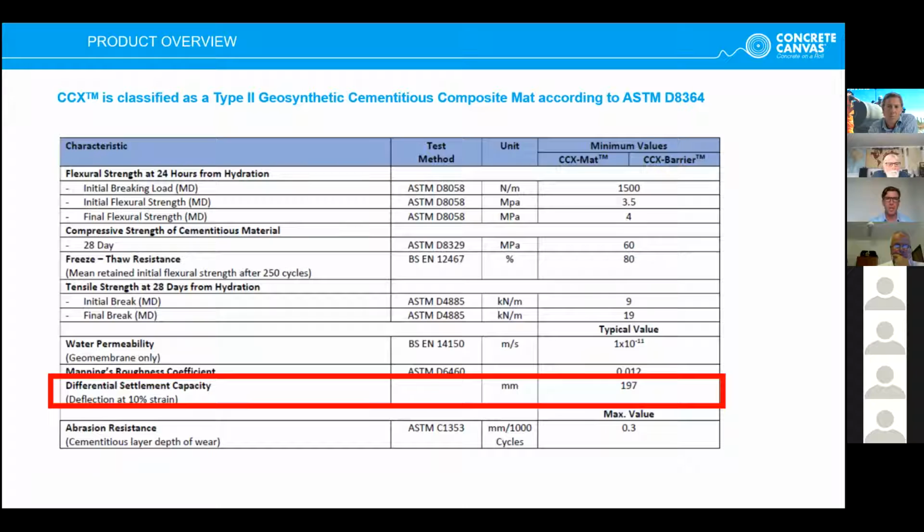At 10% strain, that is 100 millimeters per 1,000 millimeters of surface area, the concrete-filled geotextile element of CCX will have the ability to deflect by as much as 197 millimeters prior to rupture and exposure of the geomembrane backing. The three-dimensional fiber reinforcement of CCX allows for the strain whilst distributing stresses through microcracking without the propagation of a single large crack.